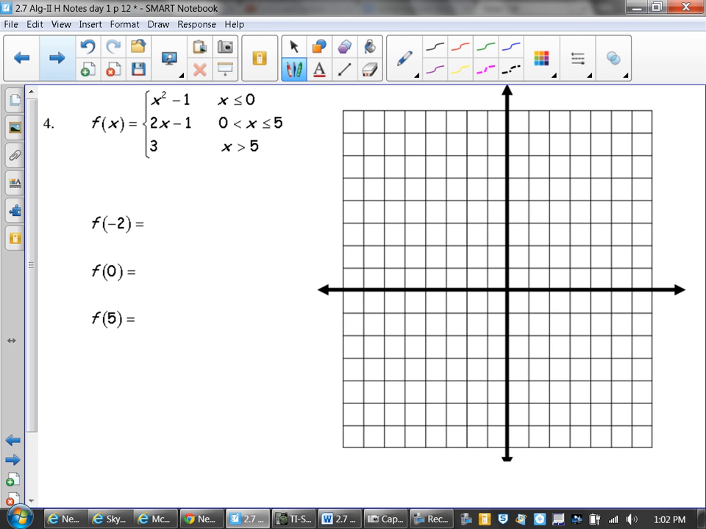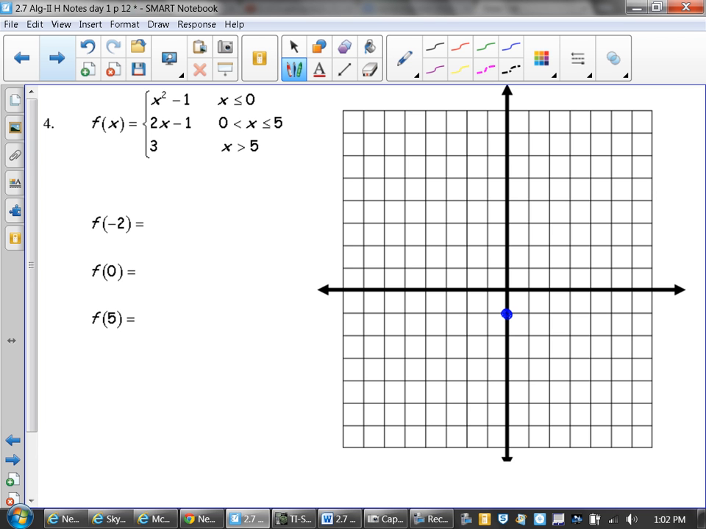x squared minus 1. In this problem, I know that I'm looking at all values of x that are less than or equal to 0. So I'm just going to start with x equaling 0, and I could probably do this one in my head. If x is 0, y is negative 1. And it's a solid dot because it said it's less than or equal to.